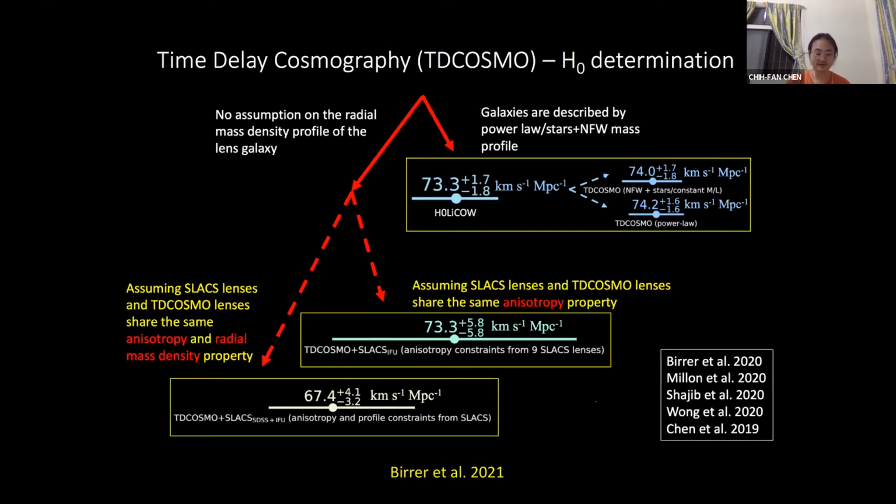So if the truth is that the SLACS lenses and TDCOSMO lenses do share the same anisotropy property, then it hints that there is a radial mass density evolution between the SLACS lenses and the TDCOSMO lenses. But we don't know yet, because this is the SLACS lens, and the anisotropy still comes from the SLACS lenses. So the anisotropy determined directly from the spatially resolved kinematics will be very important to check this assumption.